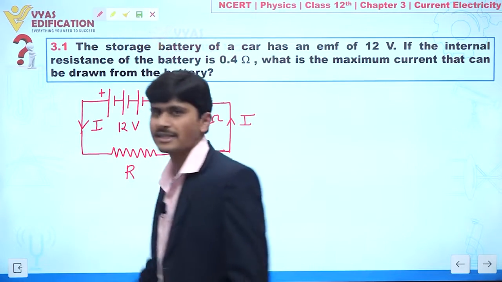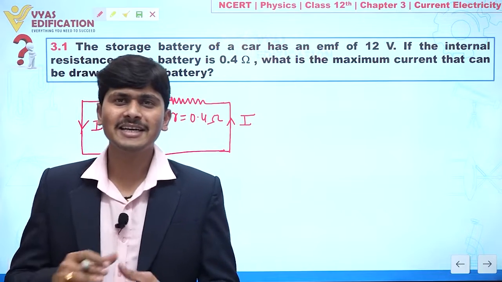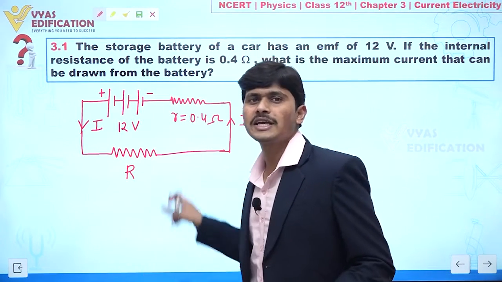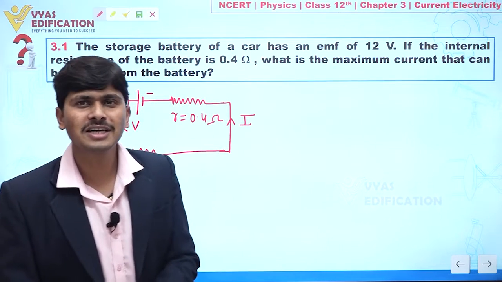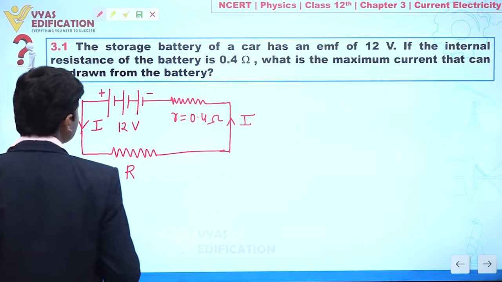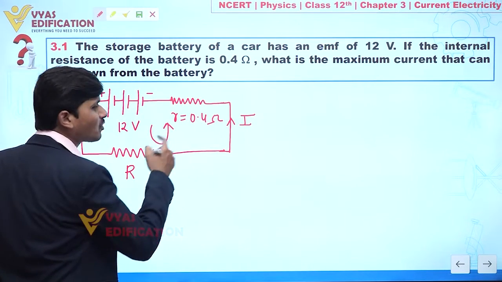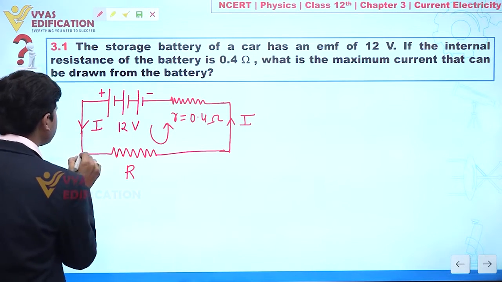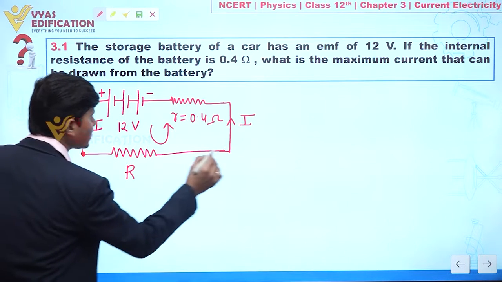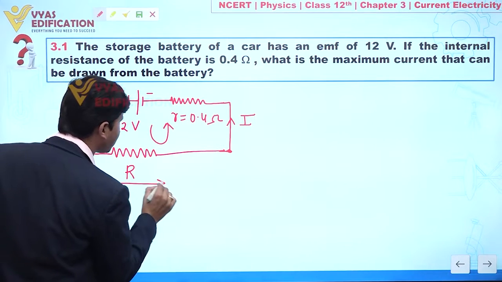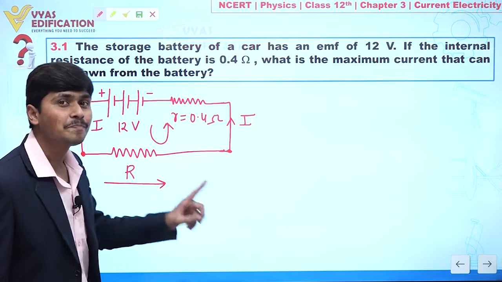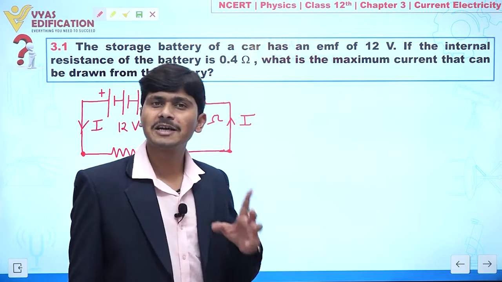Clear to everyone? Yes. So can we apply Kirchhoff's voltage law here? Yes or no? Now you can see in a closed loop the total summation of potential differences is always equal to 0. So we can start from any point. Let's suppose I am taking the anti-clockwise direction, and I am starting from this point. Now from this point to this point we are going in the direction of electric current. It means we are going from higher potential to lower potential.